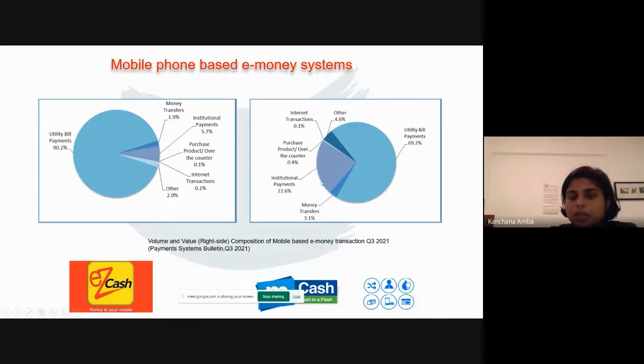Again, institutional payments, that is, I think, to pay the local governments and all those things, they have features that have been added. So we can see that it's evolving and getting more advanced to give customers more facilities. So it's not just a money transfer system like we had before, right?